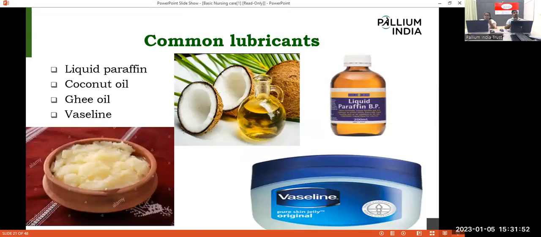These are all the common lubricants we can promote. First one, liquid paraffin, or otherwise we can use coconut oil, ghee oil, Vaseline. This type of substance we can use, and we can promote them to be applied on the lips for avoiding cracks and avoiding dryness.